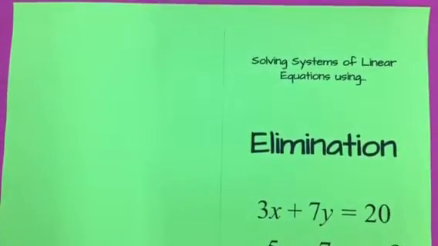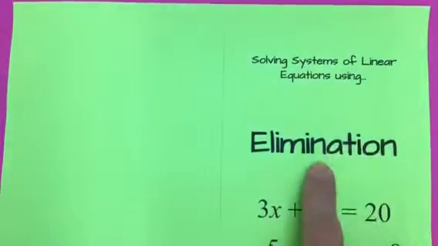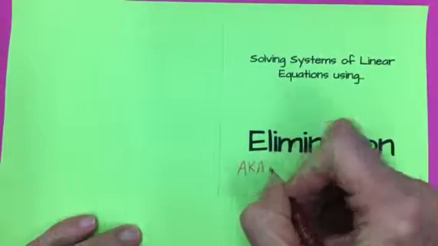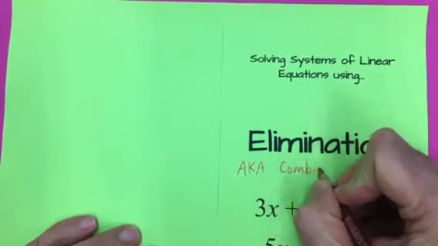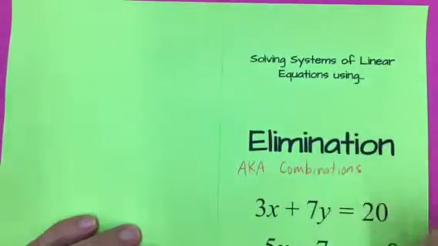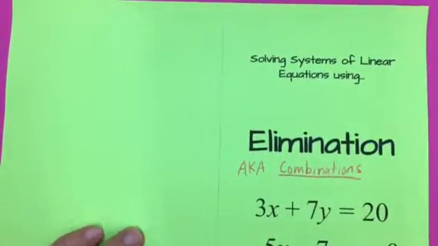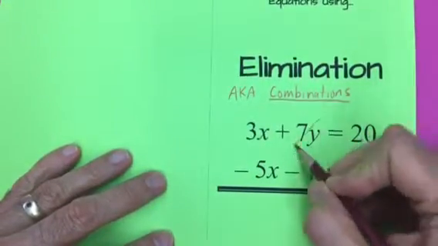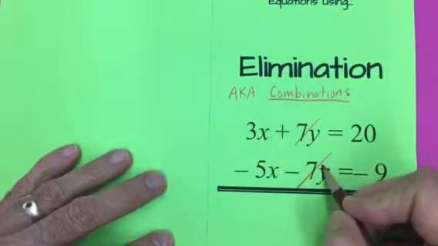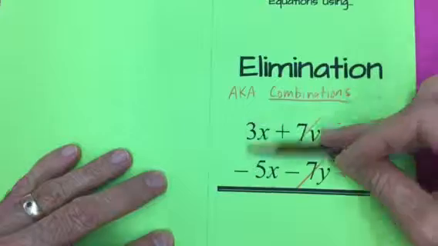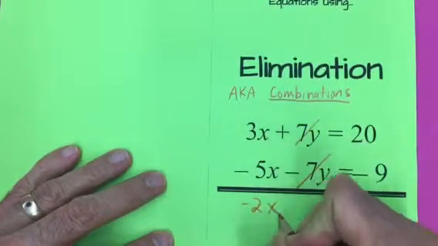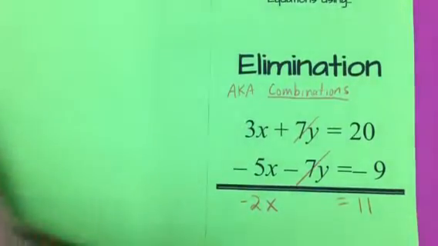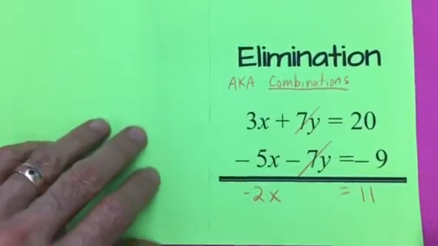Today we're going to learn about how to solve a system of linear equations using elimination, also known as combinations. So, on the title page, I just want you to do this. See these two? I want you to cross them out because we're going to eliminate them. When we combine these two equations, we're going to get negative 2x equals 11. Stop right there. That's just our front page decoration.